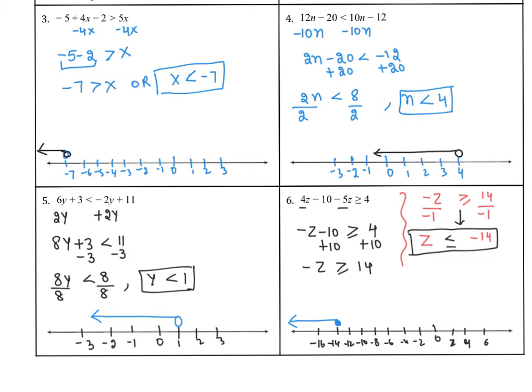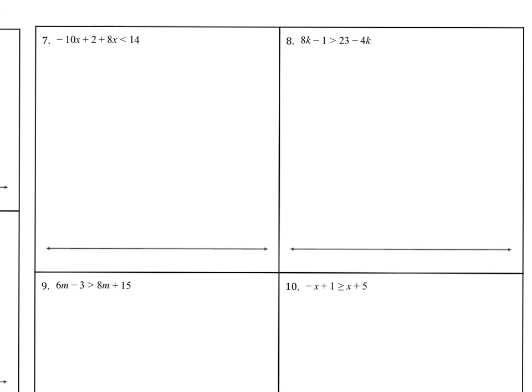I made a number line by the difference of 2 so that I can fit negative 14 here. Since there is a line underneath, it's going to be a closed circle going to the less than direction. Now let's do number 7 here.